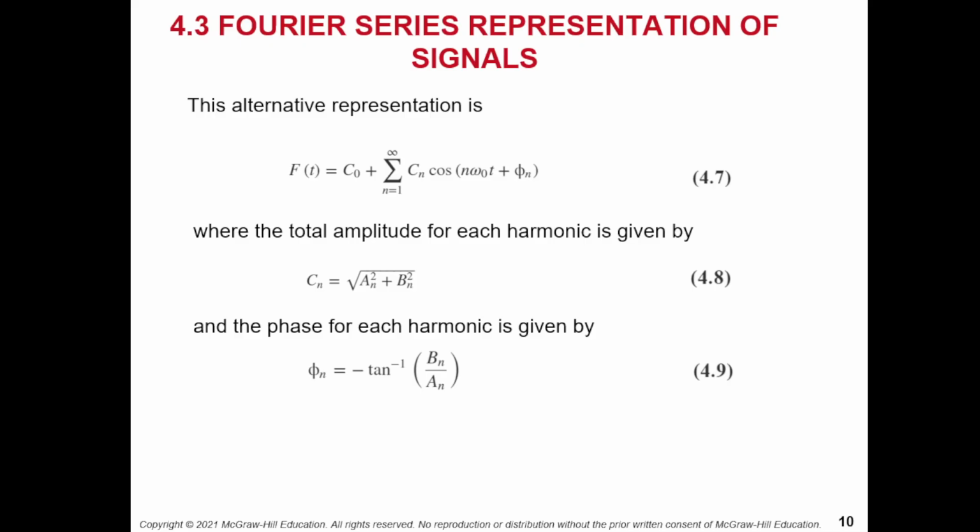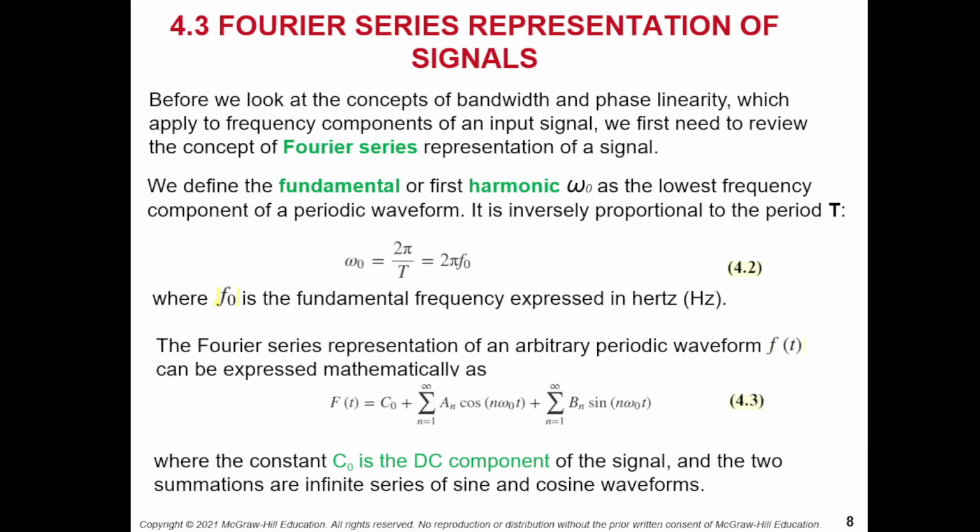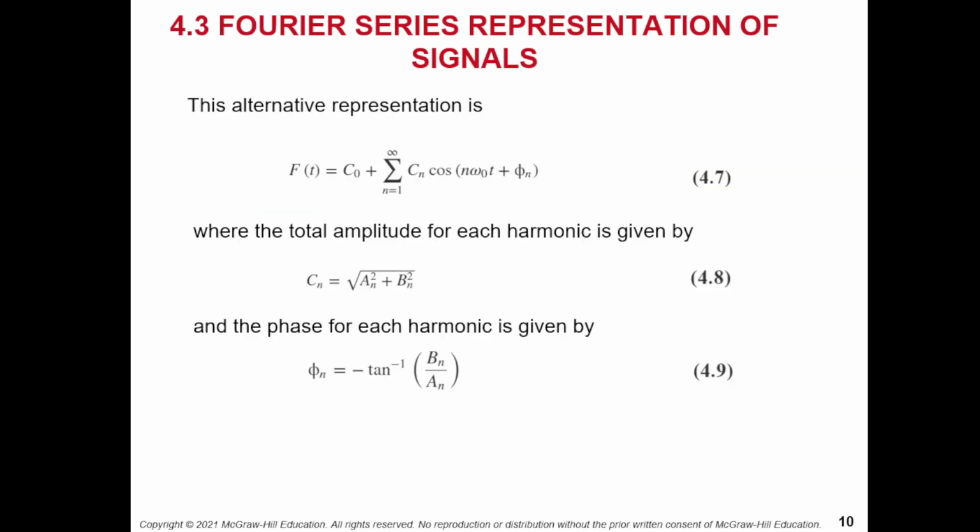Because we want to keep it as simple as possible, right? There are two terms, cosine and sine, and we want to combine them together. So we introduce the phase angle phi n here. The phase angle is the arctangent of bn divided by an.